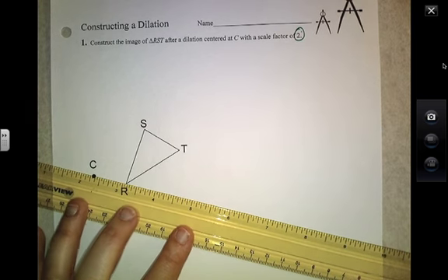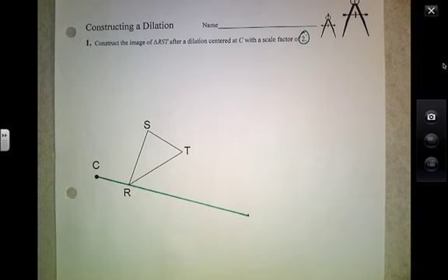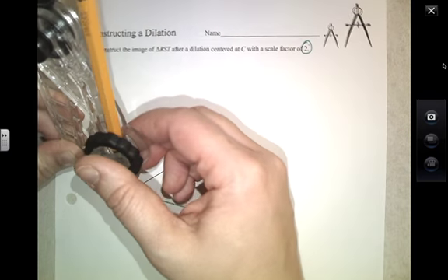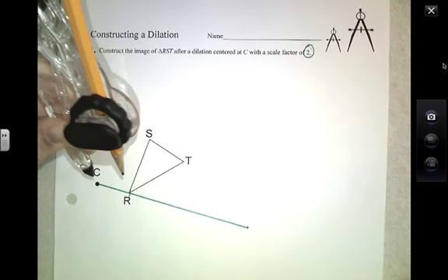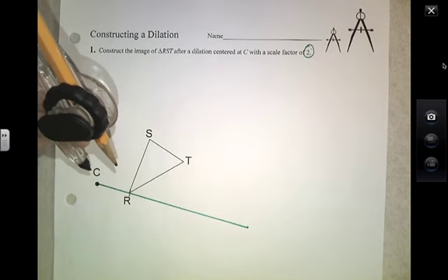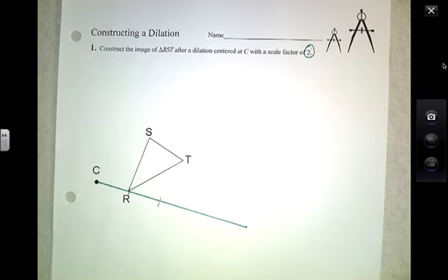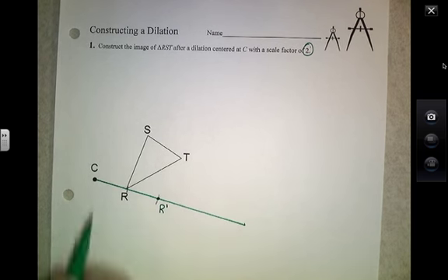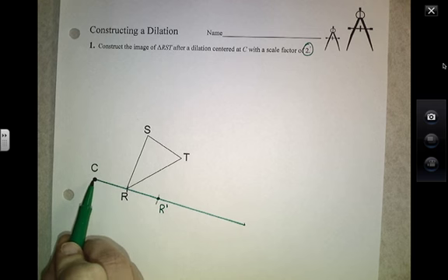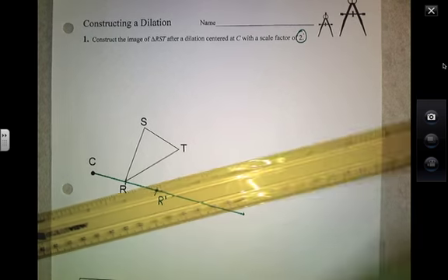So I'm going to connect C to R, and I'm going to extend that out this way. Now what I'm going to do is with my compass, I'm going to measure the distance from C to R, and as you know, when we measure it, we mark it, okay? And then you're going to copy that distance at the end of that ray from R out here. So we have doubled the distance from C to R, and this is going to be R prime. Okay, so the distance from C to R has been doubled from C to R prime, and that's your new point. We're going to do the same thing for T and for S.